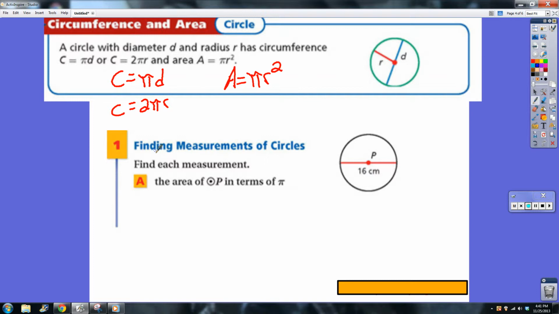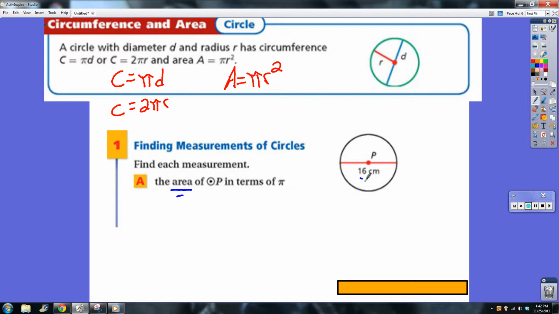So example 1 here. We're going to find some measurements of this circle here. We're told to find each measurement. The area of, this means, what do you think? Circle P. Why is it called circle P? Take a guess. Why is it called circle P? The center of our circle is point P. The area of circle P in terms of pi. So we want to find the area of this circle in terms of pi.